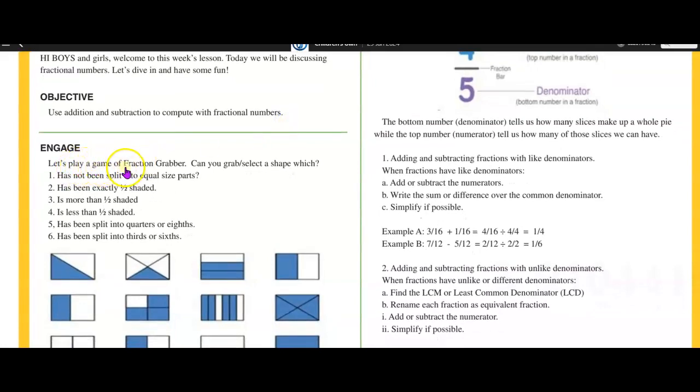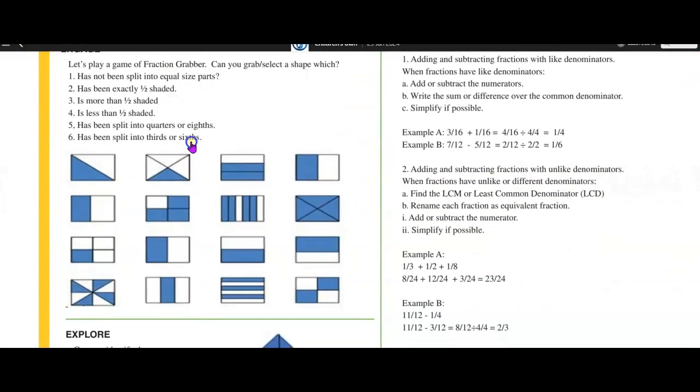Let's play a game of fraction grabber. Can you grab or select a shape which has not been split into equal sizes or parts, has exactly a half shaded, is more than a half shaded, is less than a half shaded, has been split into quarters or eighths, has been split into thirds or sixths?